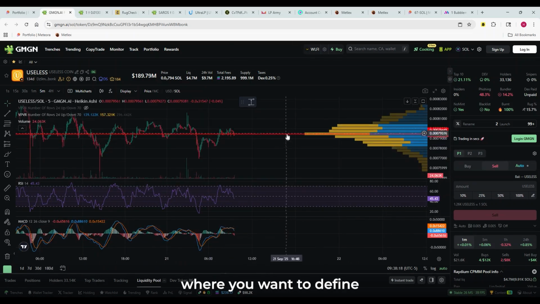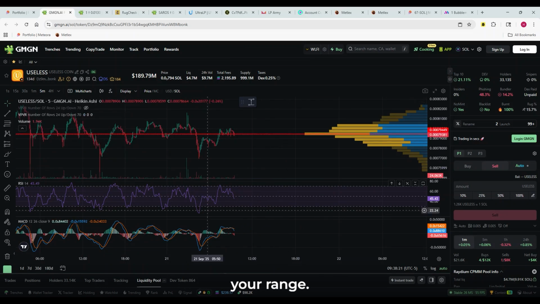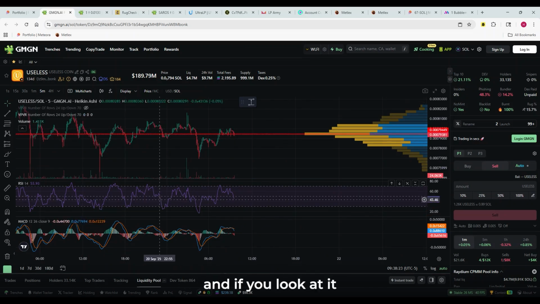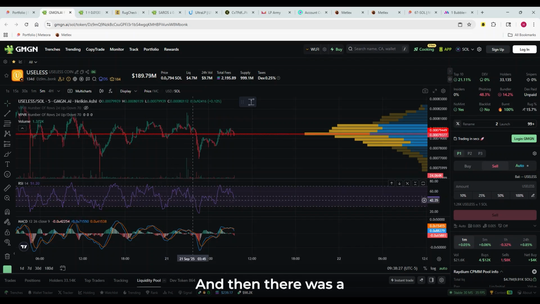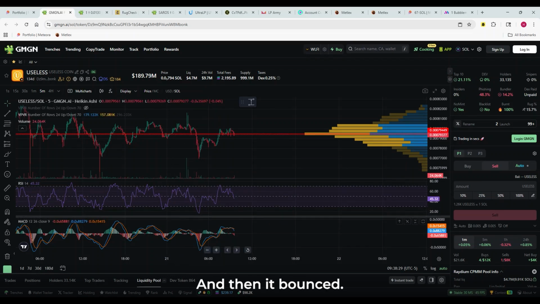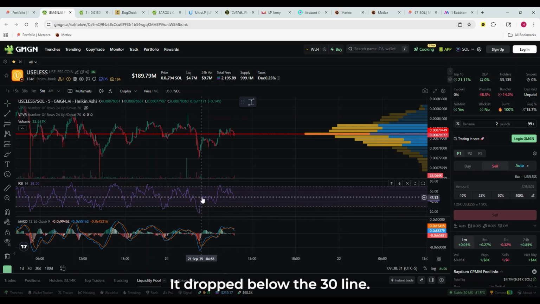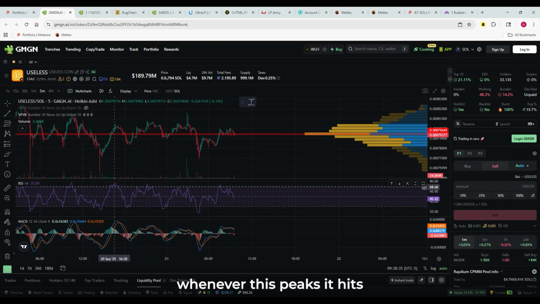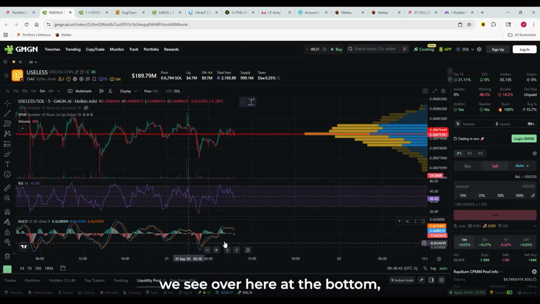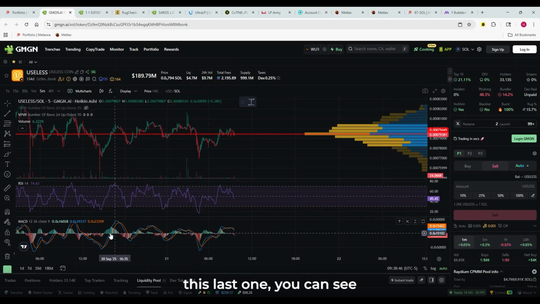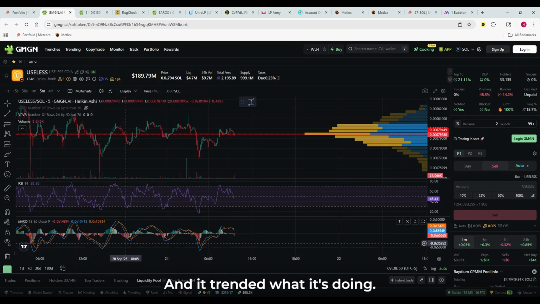So this may be where you want to define your range. We'll see the RSI. And if you look at it, you can see here, it was going up and then there was a big sell-off and then it bounced. It dropped below the 30 line and then it came back up. And you can see whenever these peaks hit the top and go above the 70, it comes back down. And then over here at the bottom, this last one, you can see where it crossed the lines and what it's doing.